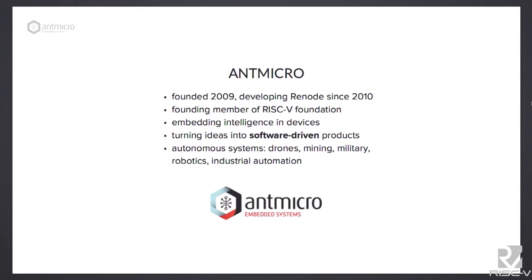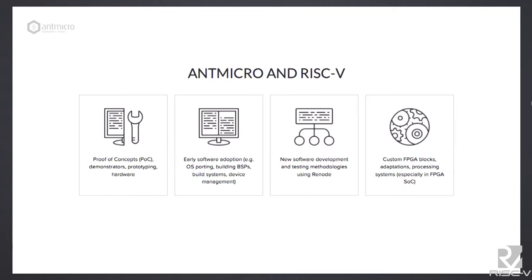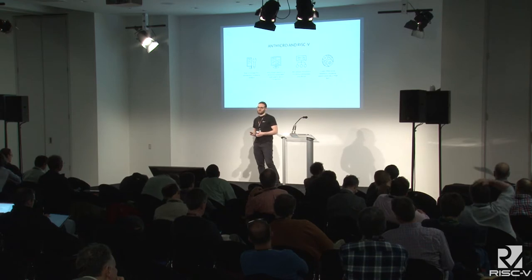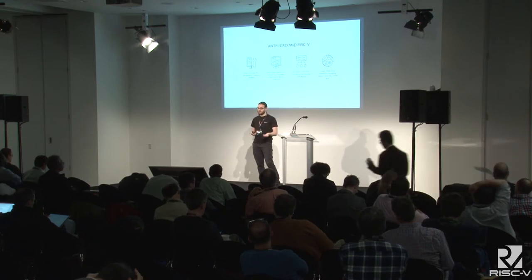And what we do is we help people build software-driven products, various autonomous systems like drones, robots, for applications like mining, military, IoT, and so on. What we're doing in the RISC-V ecosystem is helping people adopt it and ensuring that they can maximize the benefit of using RISC-V. We help people build proofs of concept, various demonstrators.